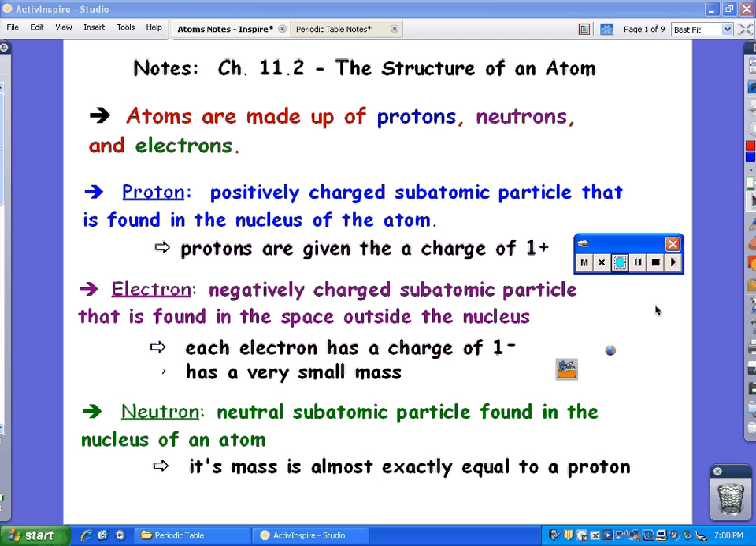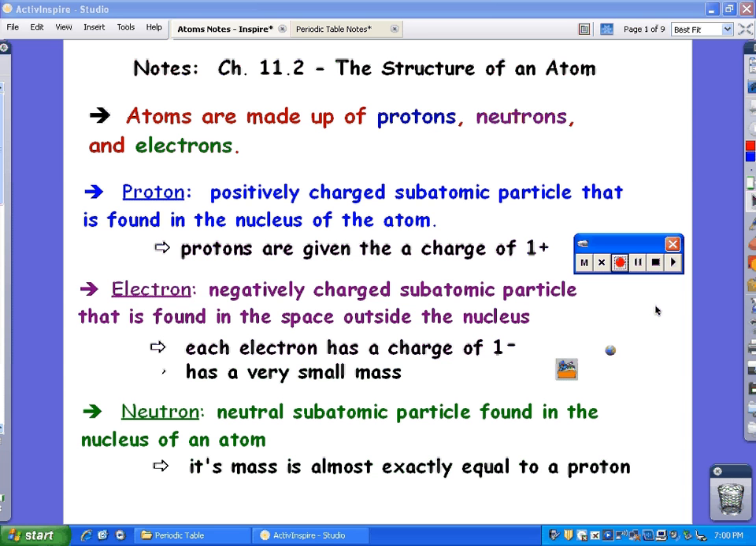Atoms are the smallest particles of matter. There actually are smaller things called subatomic particles, but they themselves don't usually exist in nature. So we just typically consider the atom to be the smallest part of everything you see in nature. They're made up of three particles: the proton, the electron, and the neutron.